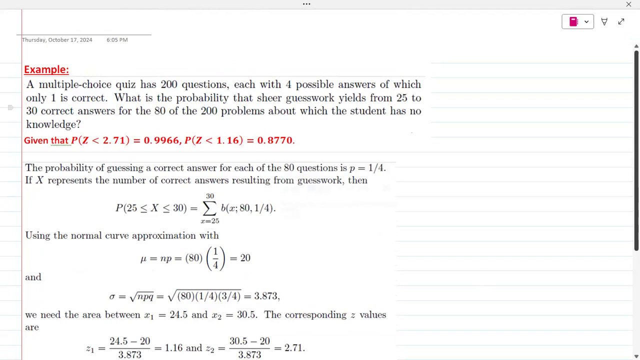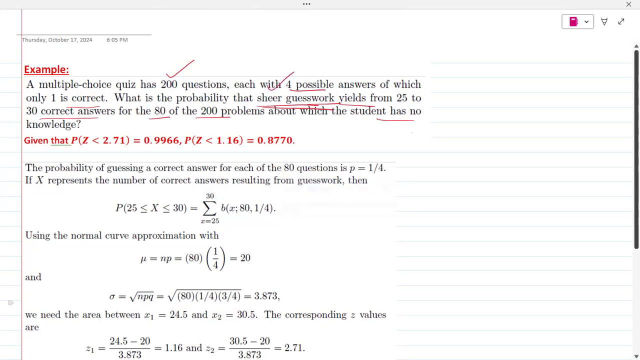So here there is an MCQ test having a total of 200 questions, each with four possible answers, of which only one is correct. What is the probability that pure guesswork yields from 25 to 30 correct answers for 80 questions out of 200, about which the student has no knowledge? He is answering the options merely by sheer guesswork.